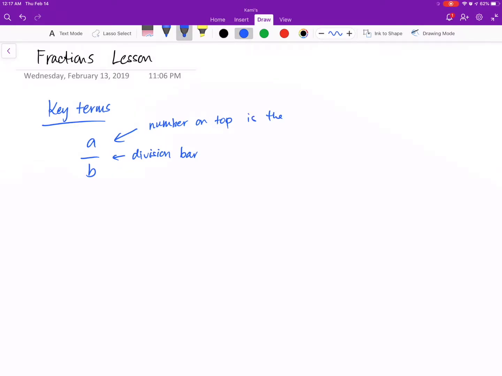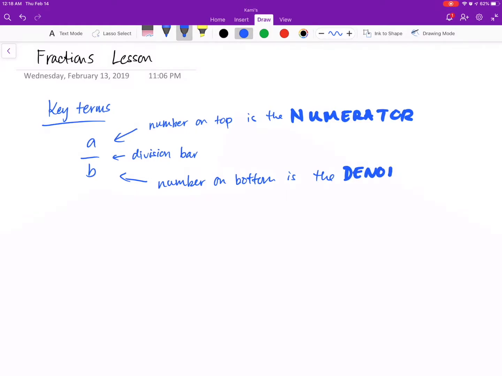And I'm going to write numerator in big letters so you don't forget. Numerator. And the number on the bottom, that's going to be the denominator. Denominator. D-E-N-O. Minator. Alrighty.